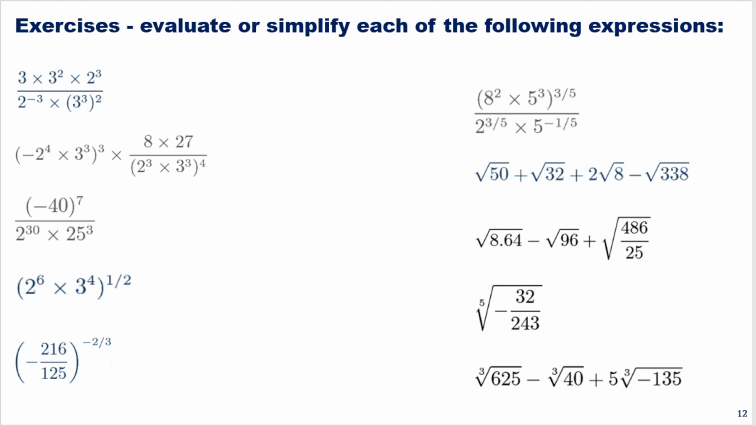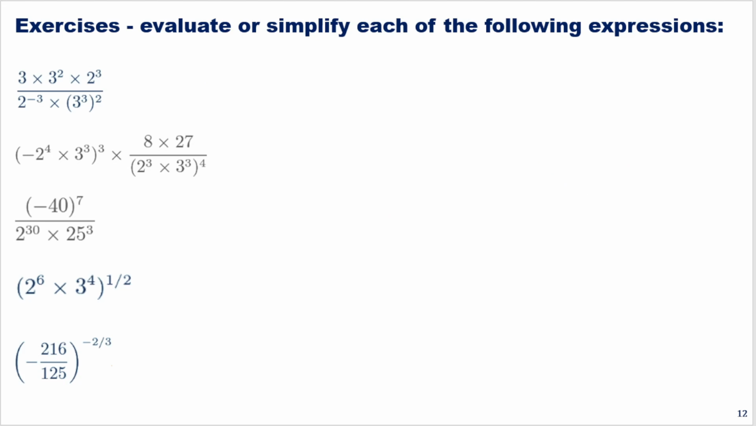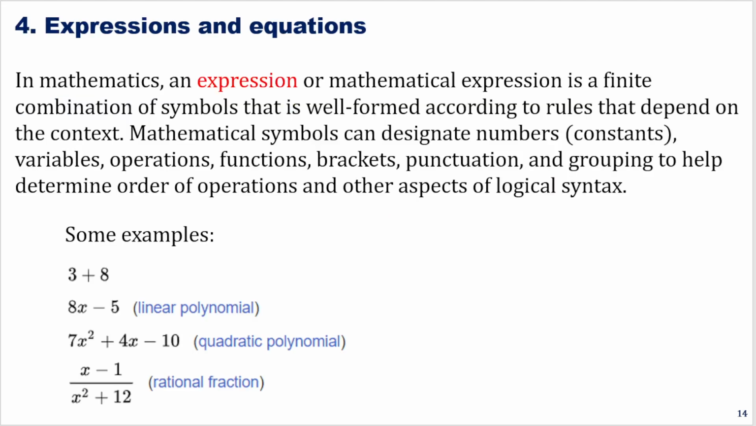And next, let's have a look at another concept, which is expressions and equations. Again, let's have a look at the two terms here. In math, an expression or mathematical expression is a finite combination of symbols that is well formed according to rules that depend on the context. Math symbols can designate numbers or constants, variables, operations, functions, brackets, punctuations, and grouping to help determine order of operations and other aspects of logical syntax.